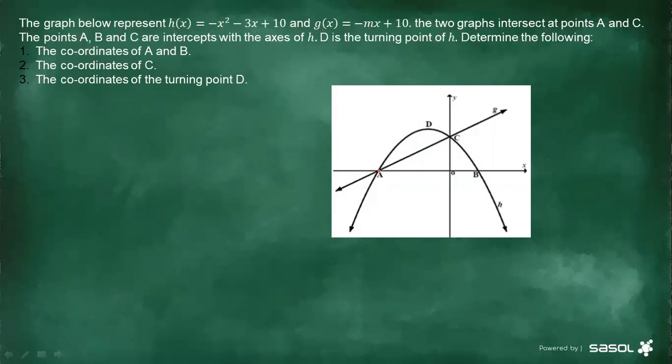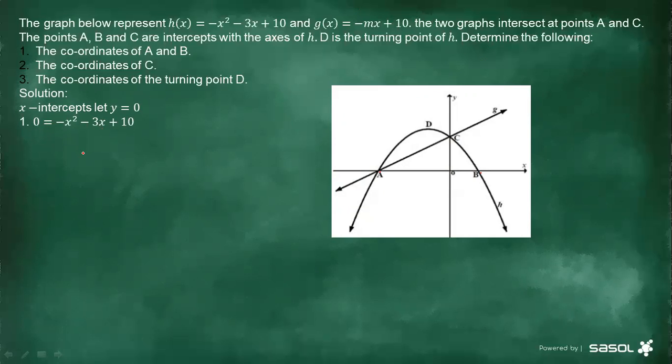Let's look at the coordinates of A and B. This means we have to calculate the x-intercepts of the parabola graph. And we know that when we determine the x-intercept of the parabola graph, we let y equal 0. For the x-intercept, we let y be 0, so we substitute 0 for y.